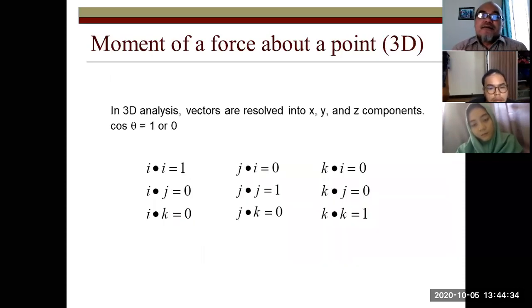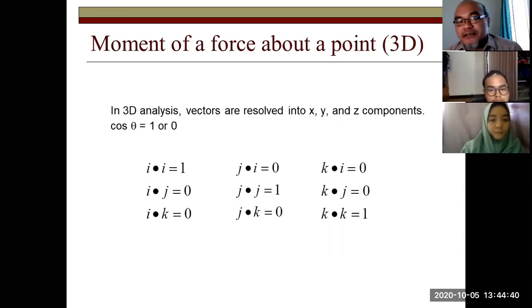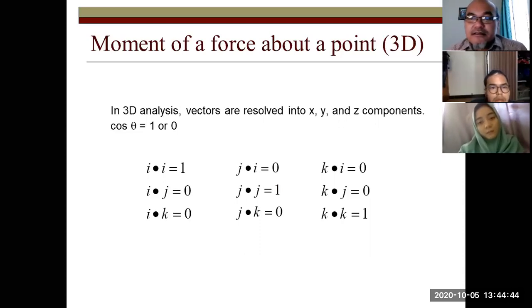Okay. So in 3D analysis, when we resolve the vectors into X, Y and Z components using I, J, and K unit vectors, the angle between them is either 0 degrees or 90 degrees. Cosine 0 degrees is 1. Cosine 90 degrees is 0. So the dot product will only have a result when the same component is multiplied by the same component.